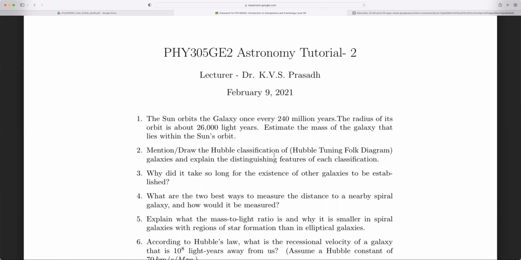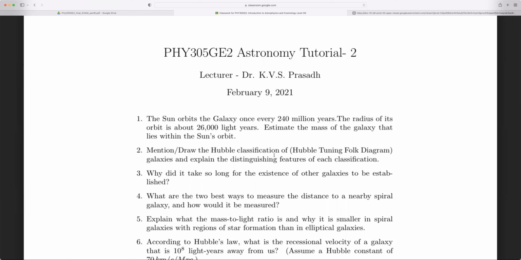Now you have questions for what kind of things I will ask in an exam. So these are the things that you will be tested on. There will be nothing new, right? I will be testing you to check whether you know this basic information about the classification of galaxies.